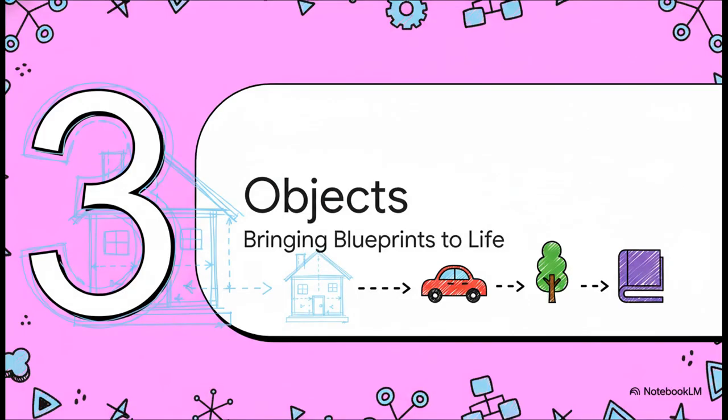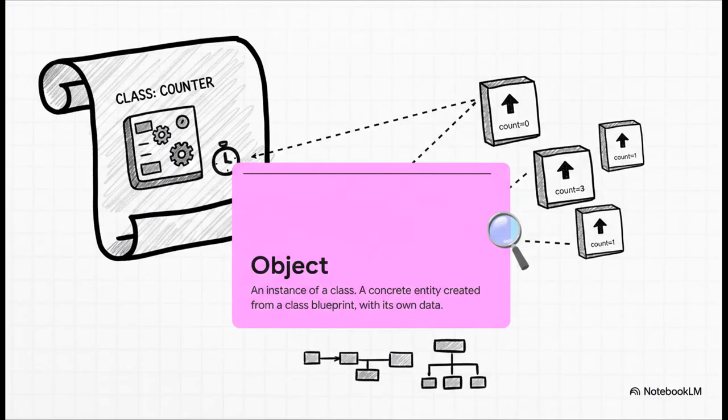But a blueprint is just a plan on paper, right? It's not really useful until you actually build something with it. In programming, when we take a class and use it to build a real working thing in the computer's memory, we create what's called an object. So, an object is what we call an instance of a class. If the Counter class is the blueprint for a click counter, then an object is a real working click counter that actually exists. What's cool is you can build as many of these as you want from that one blueprint, and each one will keep track of its own totally separate count.